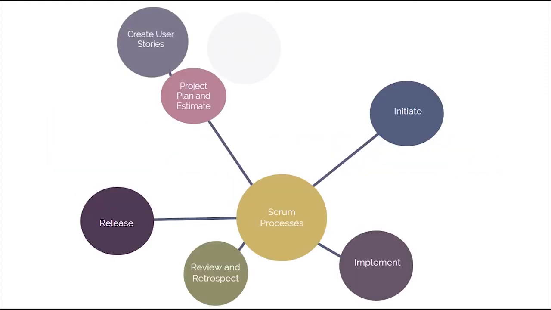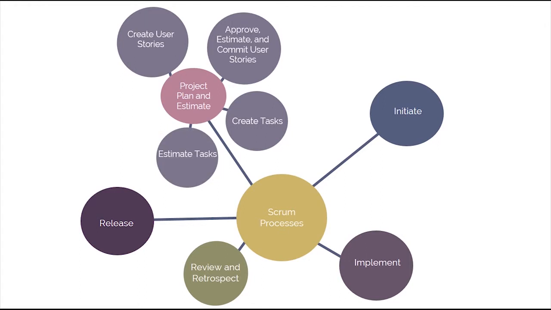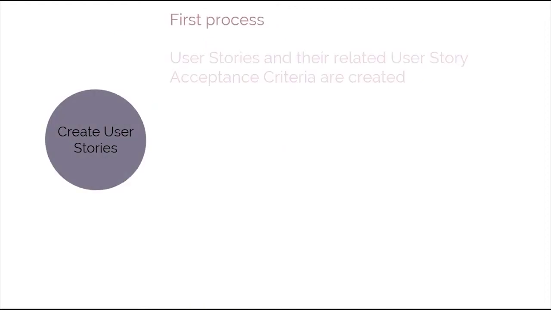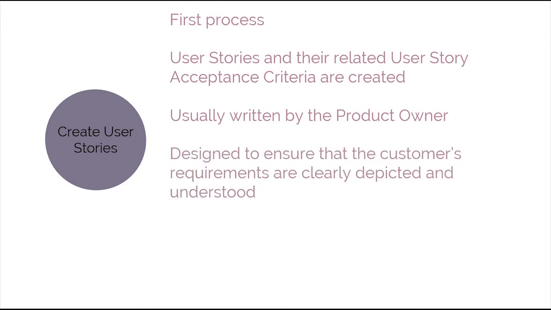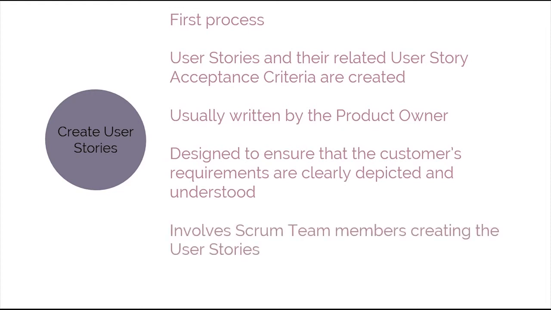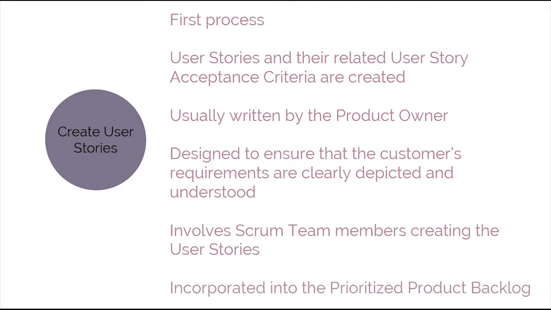The second phase we're going to learn is Plan and Estimate, and these are processes grouped under this phase. First is Create User Stories. We can see that in this process, user stories and their related user story acceptance criteria are created. User stories are usually written by the product owner and are designed to ensure that the customer's requirements are clearly depicted and can be fully understood by all the stakeholders. User story writing exercises may be held.